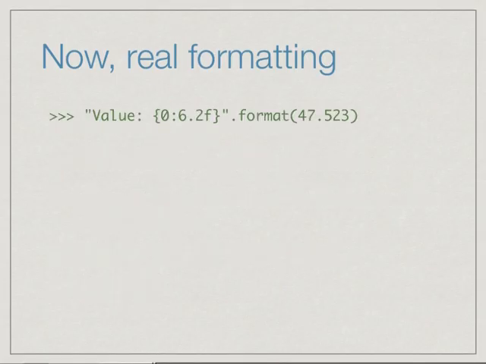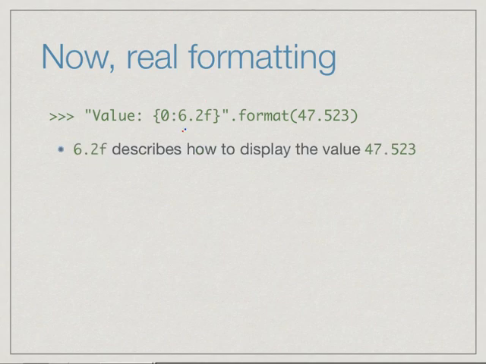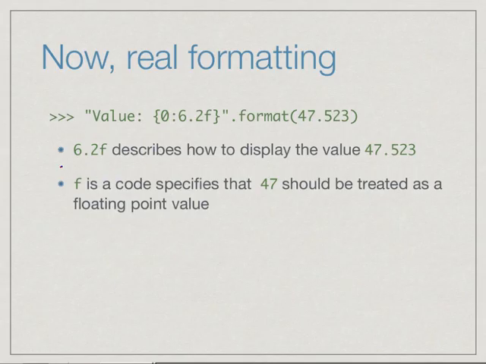So let's look at another example. Supposing I had a number which is not an integer but a floating point number. So it's 47.523. Now here the first thing is that instead of d, we have f for floating point. So 6.2f, this whole thing to the right of the colon tells me how to format the value that comes from here. Now 6.2f breaks up as follows. The f, the letter part of it, always tells me the type of value. So it says that 47.523 should be treated as a floating point value.